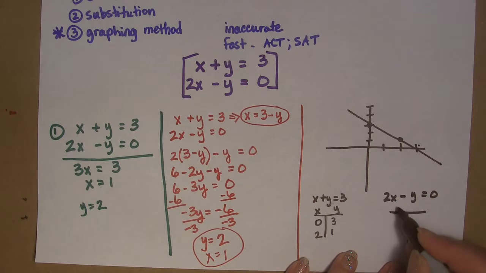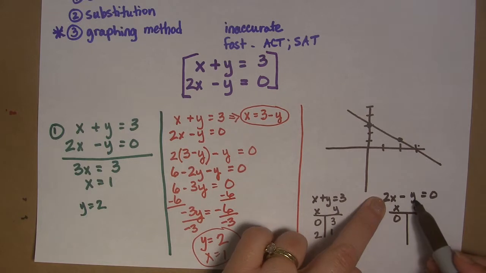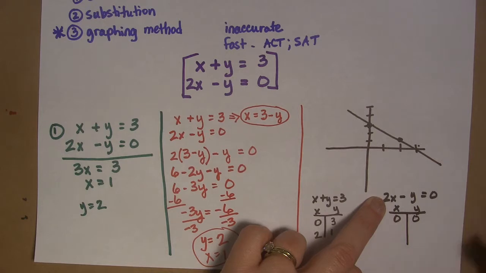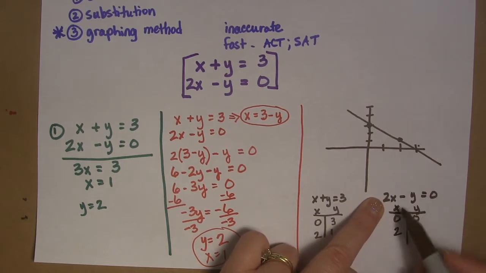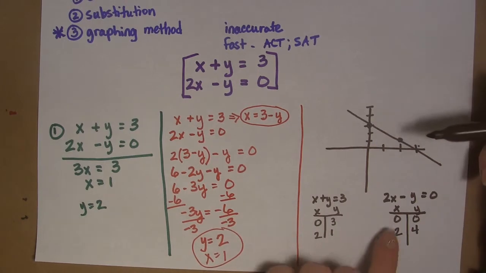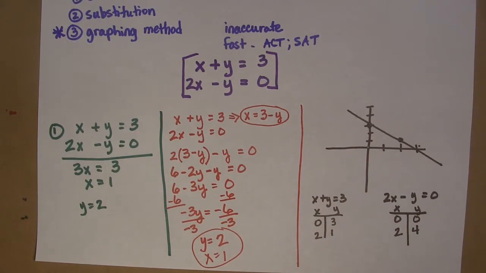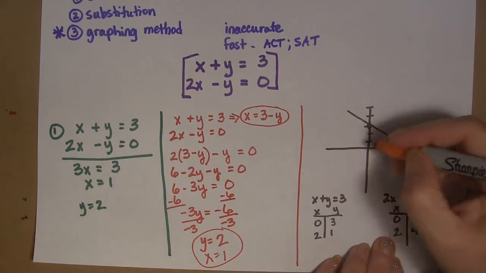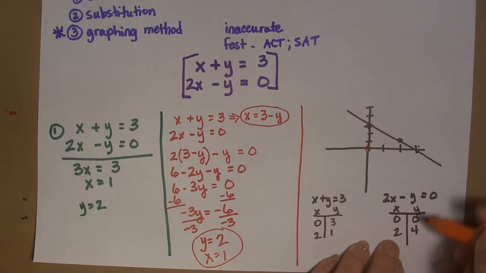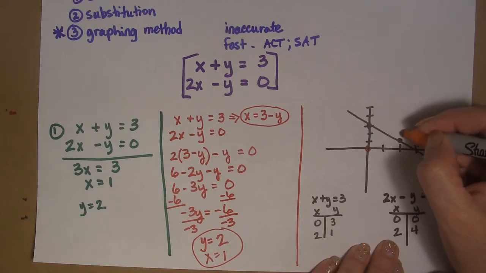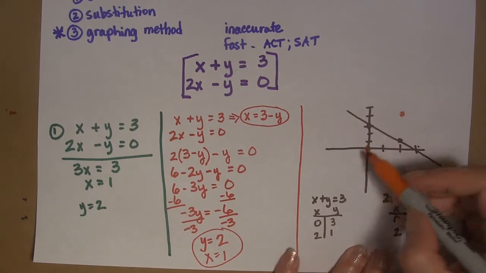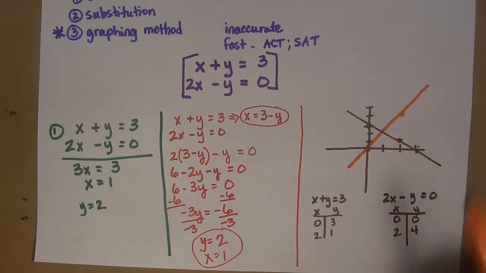Then my second equation is 2x minus y equals 0. If x equals 0, then what is y going to equal? 0 minus what equals 0? 0 minus 0 equals 0. Let's do x equals 2. 4 minus what equals 0? 4 minus 4 equals 0. So, plotting this line, which I will do in a different color, 0, 0, and 2, 4. 1, 2, 3, 4. So here is my second line.